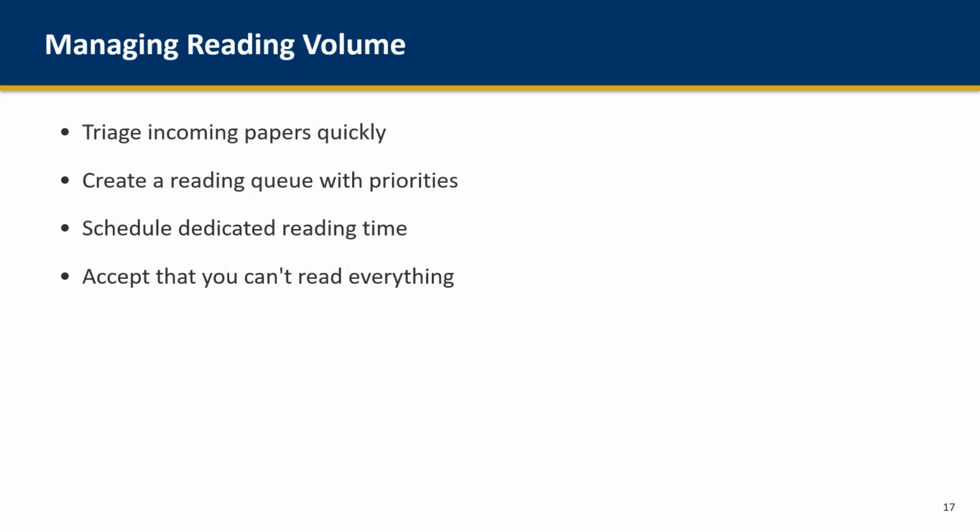Managing high reading volume requires systematic approaches. Triage incoming papers quickly using survey reading. New papers arrive constantly from courses, searches, recommendations, and alerts. Quickly assess each to determine whether it needs deeper reading, future attention, or dismissal.